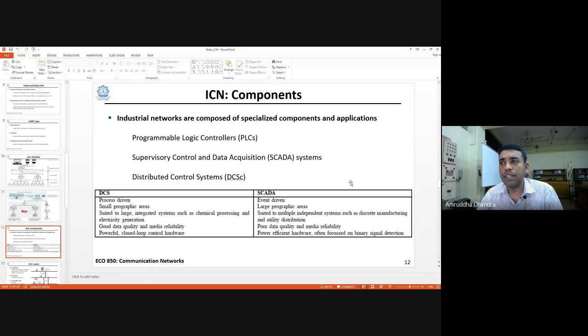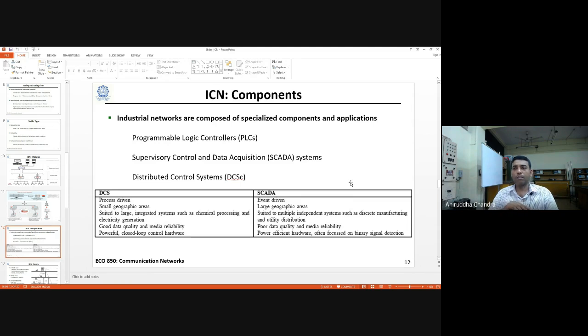Industrial networks are generally composed of specialized components which may not be visible in home or office networks. For example, we have programmable logic controllers, which are very specific to industrial control networks. The second thing is the SCADA system, which is the supervisory control and data acquisition system. And the third thing is the distributed control system. Now, the distributed control system is something like a modification of this, and we can use either DCS or SCADA. Generally, they have two different domains of application.